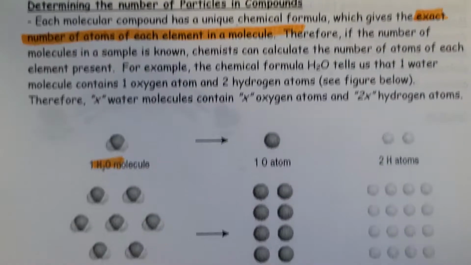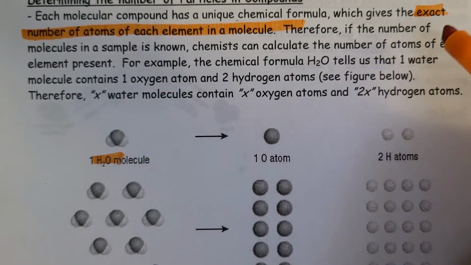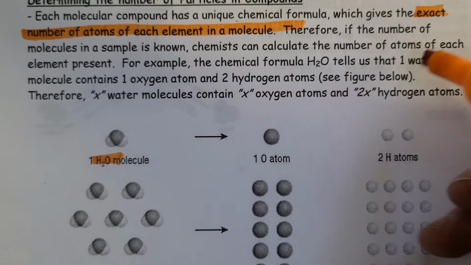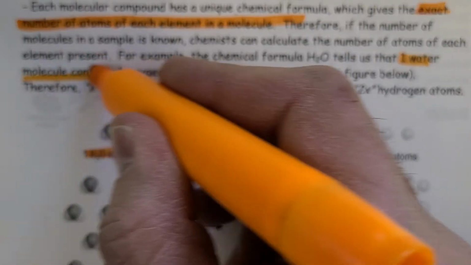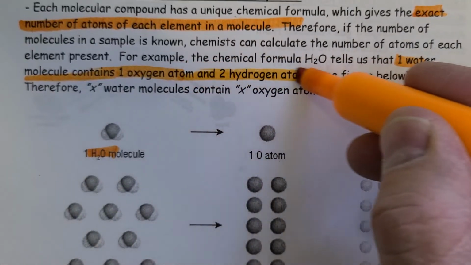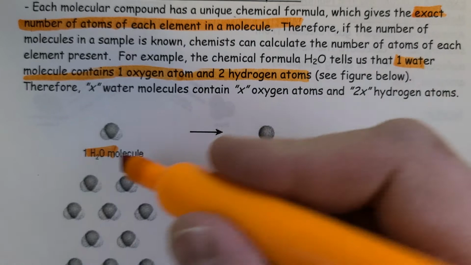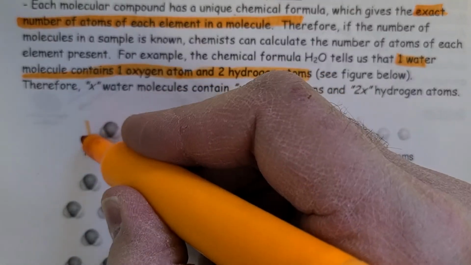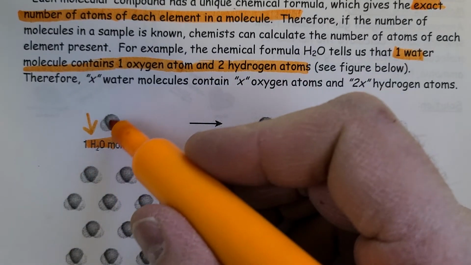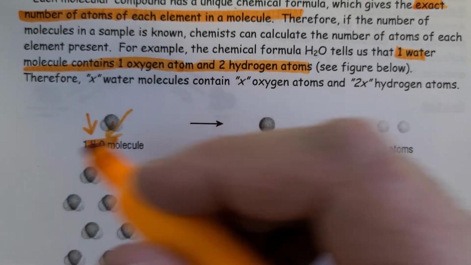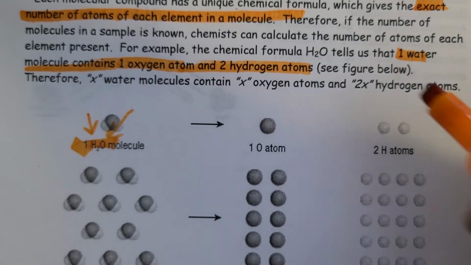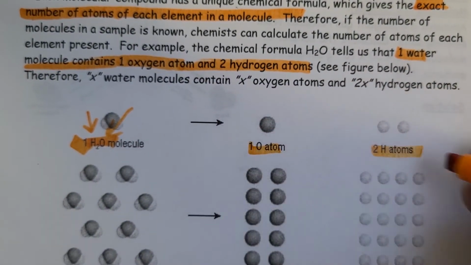So for example, the chemical formula H2O tells us that 1 water molecule contains 1 oxygen atom and 2 hydrogen atoms. Okay, because we can see that. We can see there are 2 hydrogens for every 1 oxygen in 1 molecule of water. So there's 1 O atom and 2 H atoms. And then, of course, you can go from there.